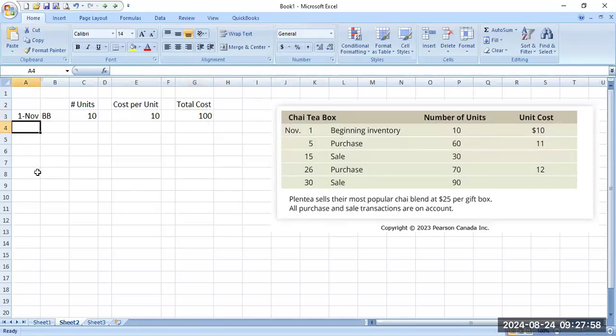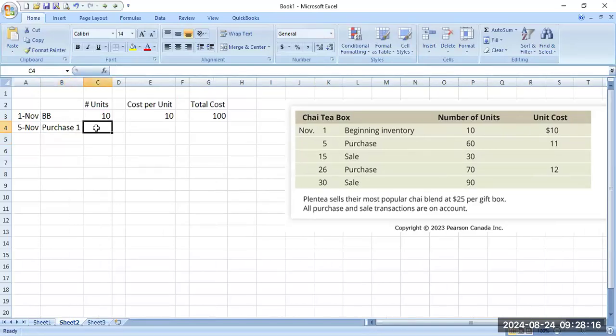Then, on November 5th, we're purchasing, that's our first purchase, 60 boxes at cost $11 per unit. So at this point, our cost will be $660.